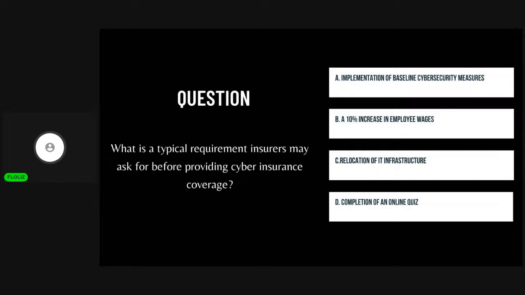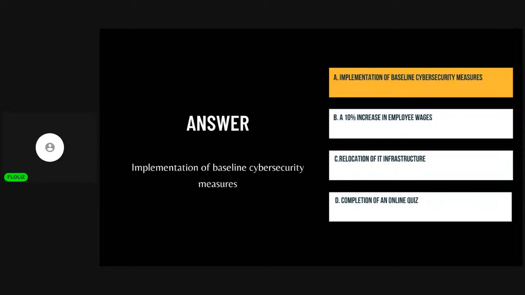So, what is a typical requirement insurers may ask for before providing cyber insurance coverage? Okay, the answer is A, implementation of baseline cybersecurity measures. A good example is the Central Bank of Nigeria risk-based cybersecurity guideline and framework. So if you've implemented that, that will give the insurance company some level of trust to take on this insurance.